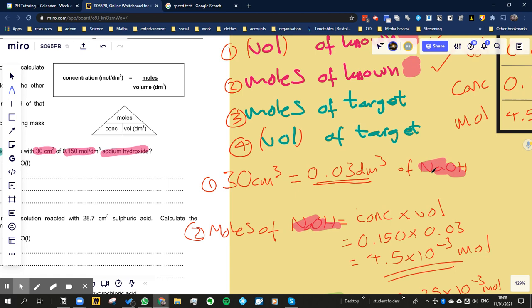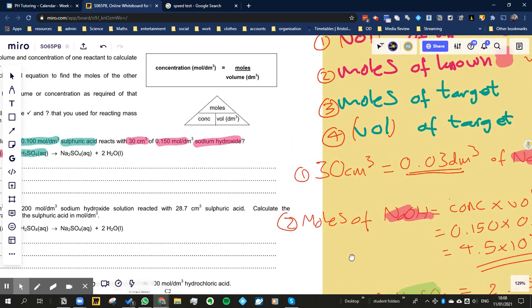So that's my sodium hydroxide volume. And I've got the concentration already. So the moles is equal to the concentration multiplied by the volume. So 0.150, the concentration, multiplied by the volume, 0.03. And that's the amount of moles. So that's step 2 done.